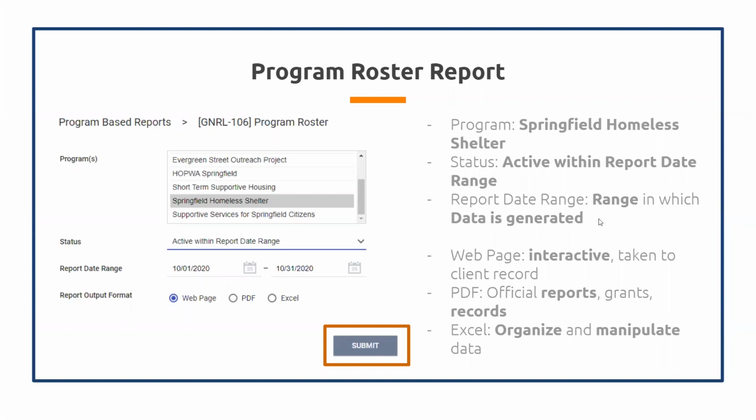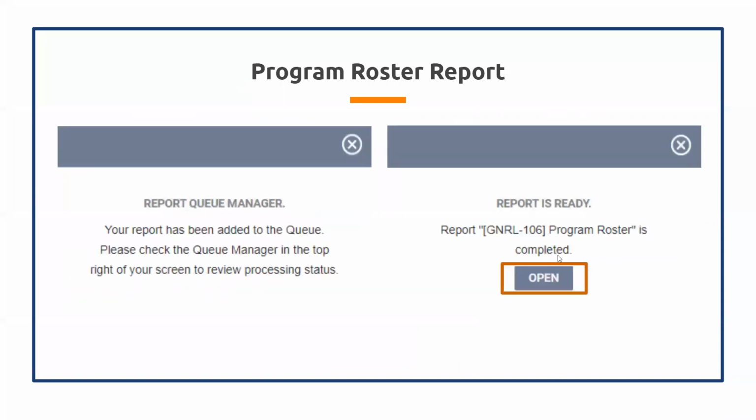And the output gives us 3 options. It includes a web page, PDF, or an Excel. A web page is a functional format that will allow you to click on errors found in the report and be taken to the client record containing that error. PDF would be a good option if you need official reports, grants, or files saved for your records. And in Excel, if you download the Excel file, you'll be able to use Excel to manipulate and organize the data to your liking. But for this report, we will select a web page and then click submit.